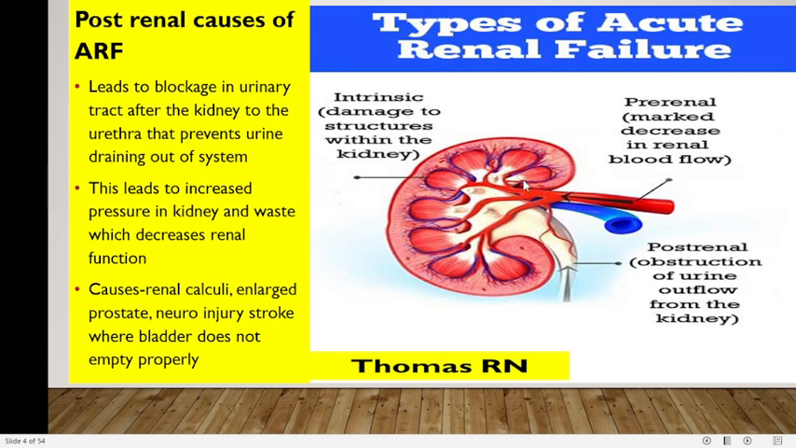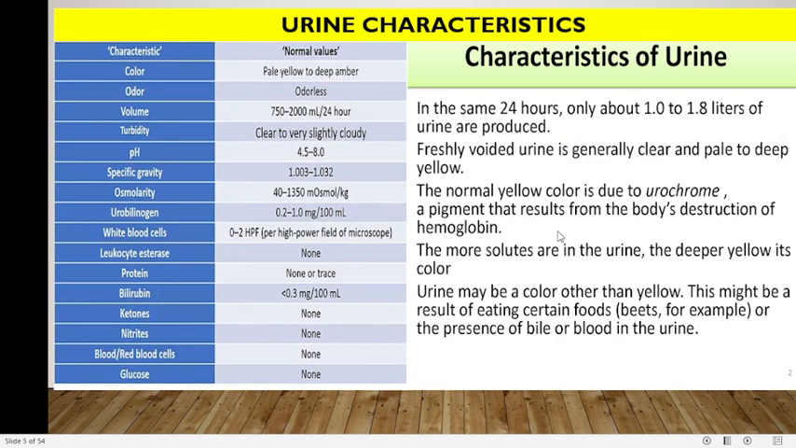From there, another cause could be intrinsic, in the kidney itself. So there is damage to structures within the kidney. Then we have the last causes that normally target the post kidney, after the kidney. So we have post-renal, meaning obstruction of urine outflow from the kidney. So guys, this is the summary of the pre-renal, intrinsic, and post-renal causes of acute kidney injury.